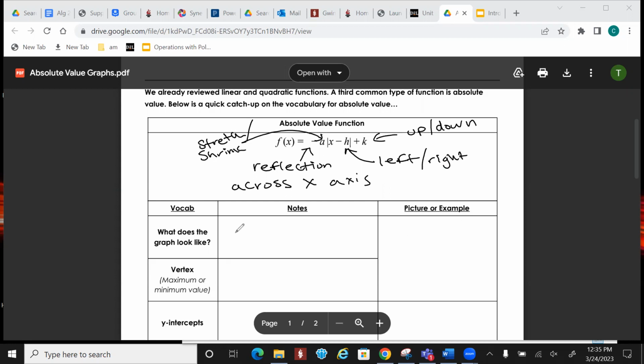What does the graph look like? It looks like a V shape. Here's a lovely picture. The vertex is going to be the max or the minimum. You learned that back in Algebra 1. So here's the vertex. It's going to be at (0, 0). It's where the lines meet.